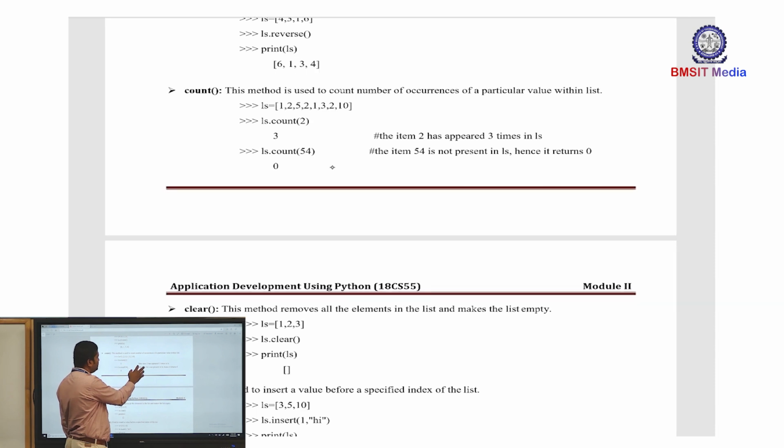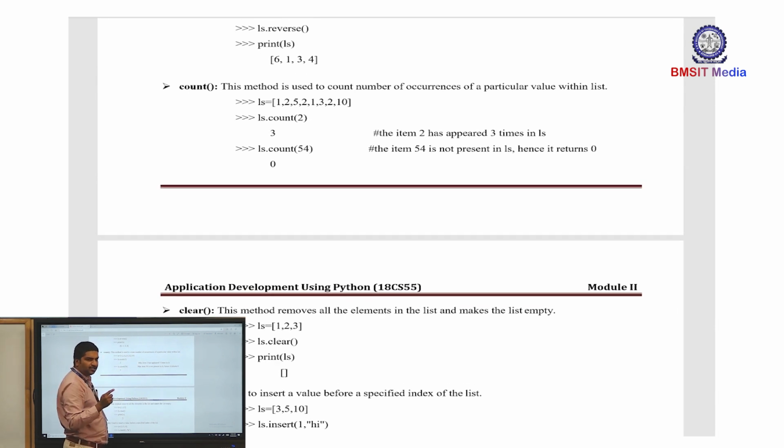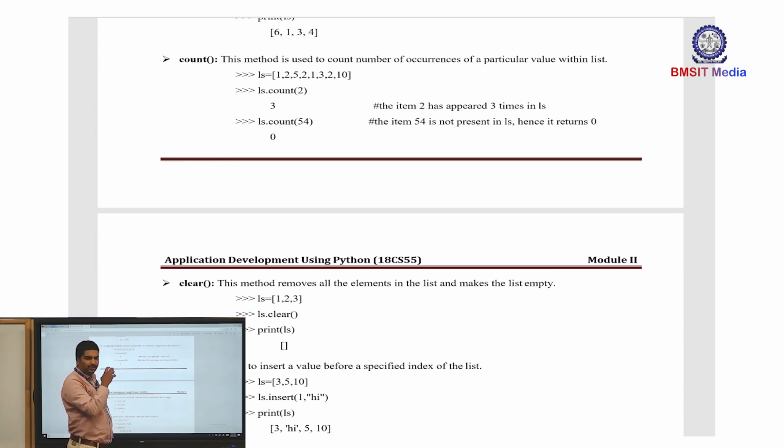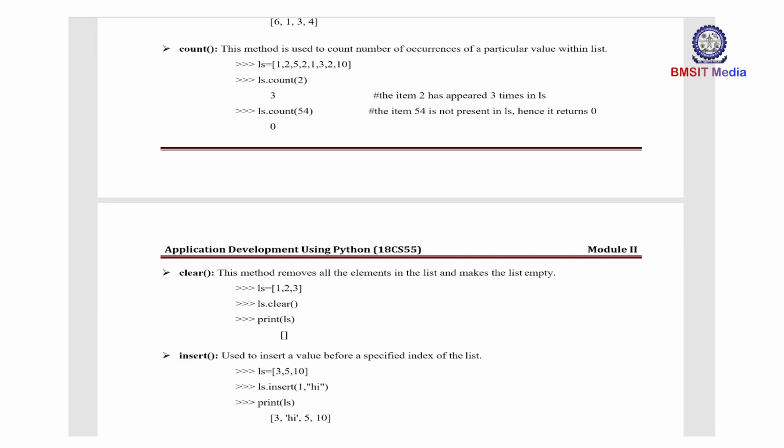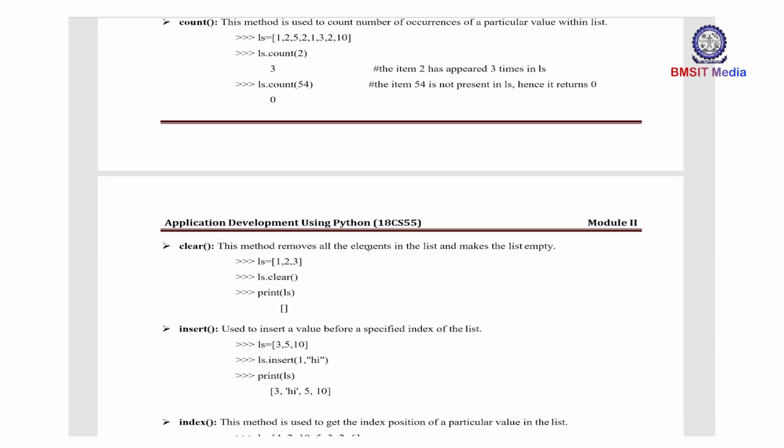If you observe this list, how many times is 2 repeated in the list? 3 times. So whenever I say ls dot count of 2, I am counting the number of 2's here. That is the meaning of this. So the number of 2's will be 3, and the output will be 3 here. Similarly, if I say count of 54, 54 is not present in the list if you observe. So the count will be 0. The output will be 0.